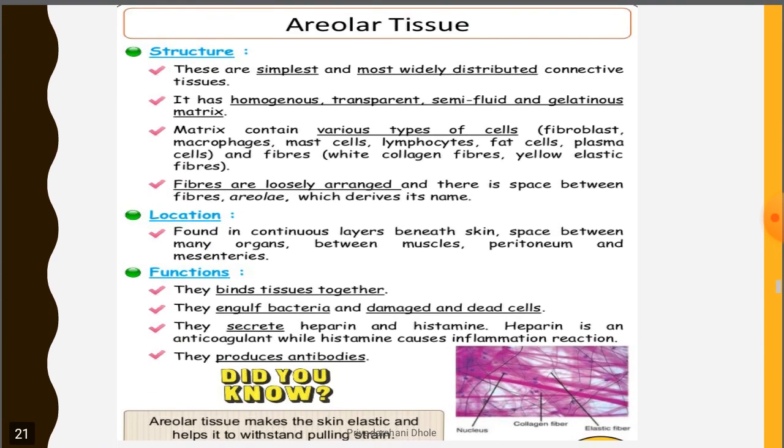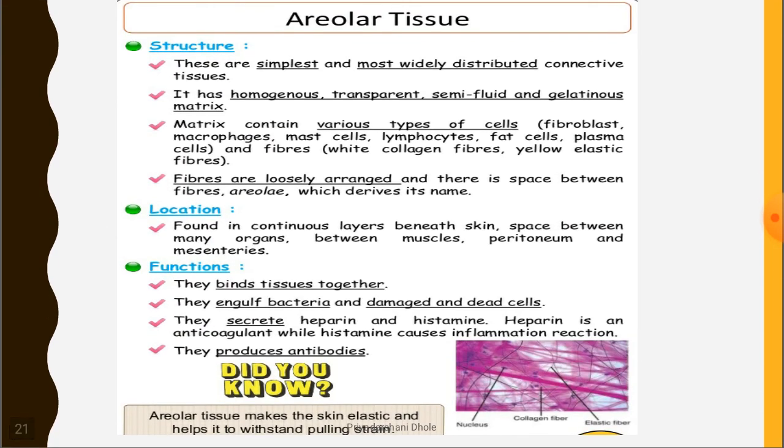Now areolar tissue, this is the diagram. You can see the photograph. Nuclei are there. These fibers are called collagen fibers, and elastic fibers are present. These are the simplest and most widely distributed connective tissues. It has a homogeneous, transparent, semi-fluid, and gelatinous matrix. It contains various types of cells: fibroblasts, macrophages, mast cells, lymphocytes, fat cells, and plasma cells.